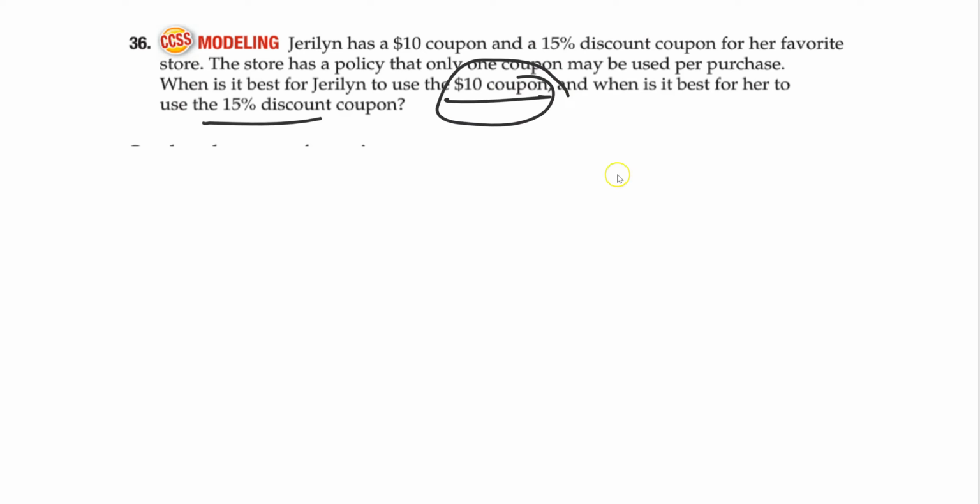So for the $10 coupon, we have to come up with an equation for that. It's our price minus $10. There you go, that's your $10 coupon. That's how it works, right? Whatever the price is, subtract $10.